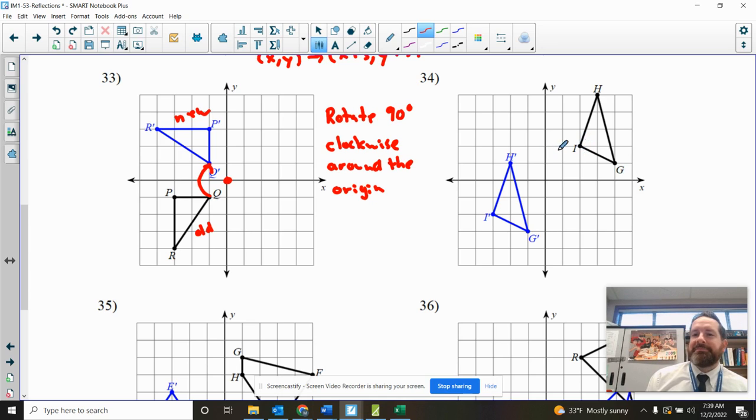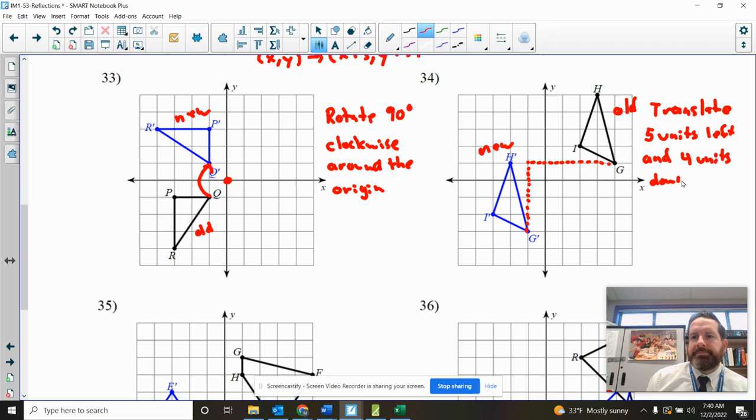Next up, I love translations. They're just so much easier to spot. This is just the black shape, the old, moved to the new shape with the primes, but the orientation is the same, so it's just a translation going on. Let's follow the path of, let's say, point G. Point G moves to the left quite a bit, so it's 1, 2, 3, 4, 5 units left, and then, just counting boxes, 1, 2, 3, 4 boxes down, so 4 units down.